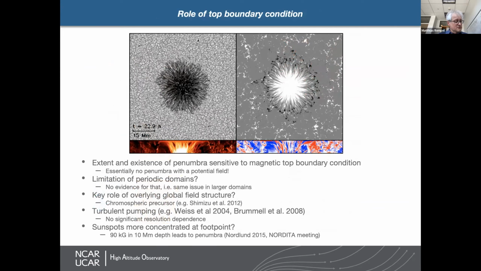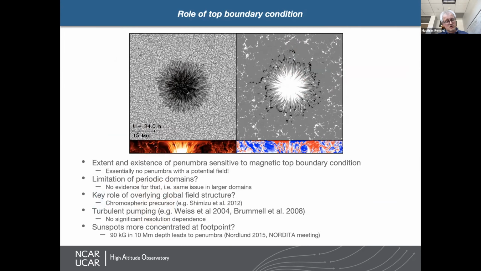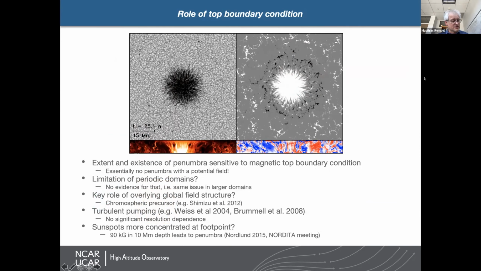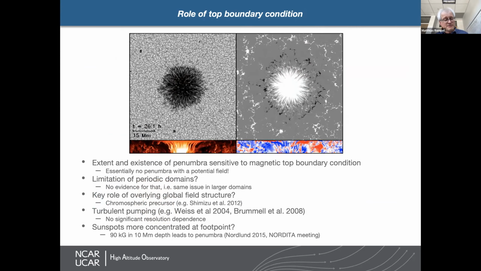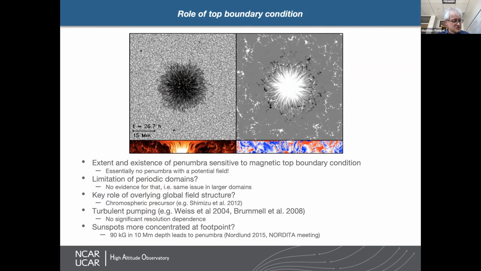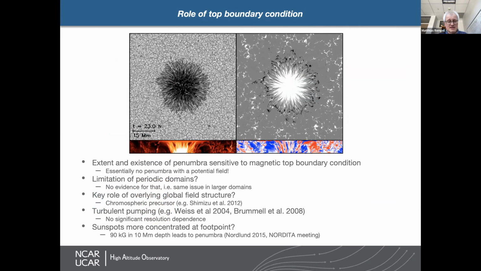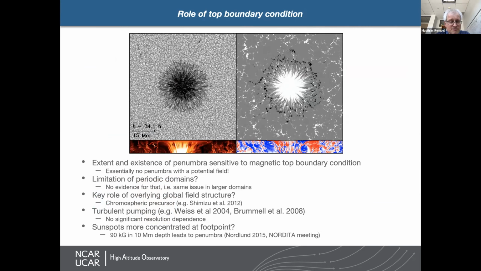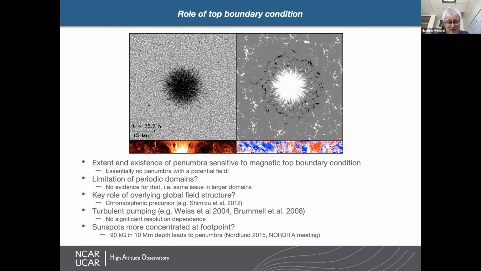Okay, so now I would like to talk a little bit about details of sunspot structure and the open questions. And actually the most nagging one is really, why do sunspots have a penumbra? And while we do have some simulations which show pretty decent penumbra, this question is still not really settled, because you only get the penumbra if you really massage your setup in the right direction.